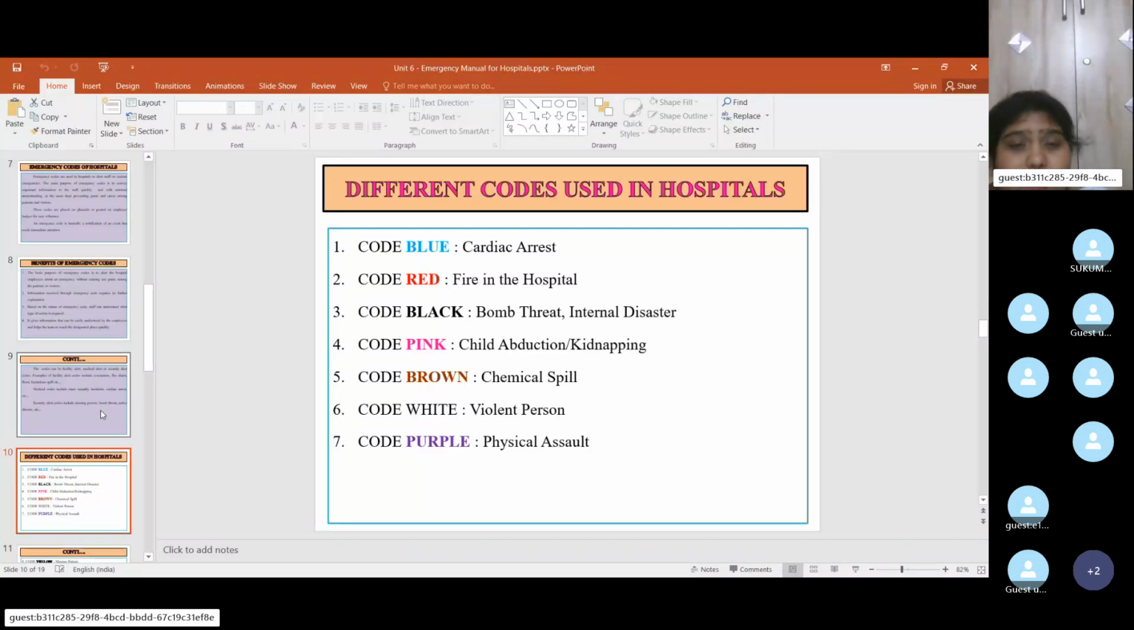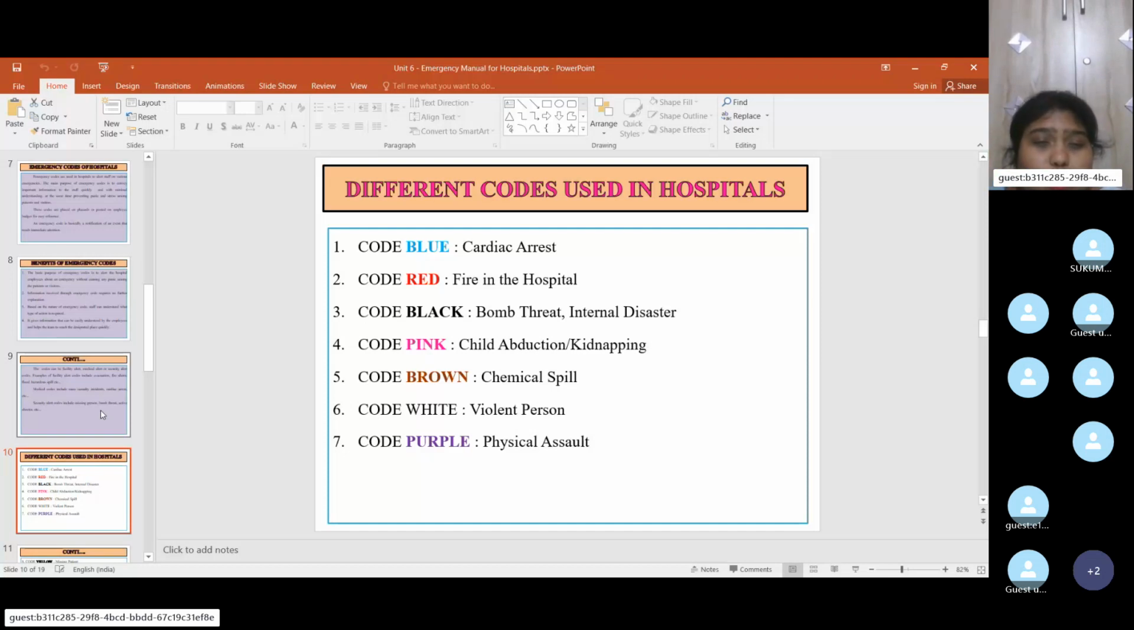As you all know, what is resuscitation? Resuscitation is nothing but initiating CPR for the patient who is in need, and making him survive again. So whenever a cardiac arrest happens, the staff in the hospital will activate code blue. Second comes code red, which we have already discussed. Code red is fire in the hospital. So fire in the hospital, activation of code red, activating people.